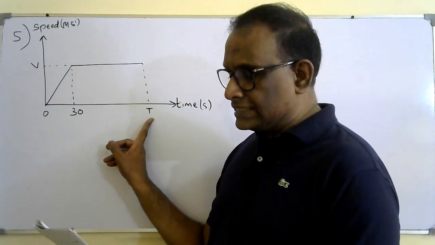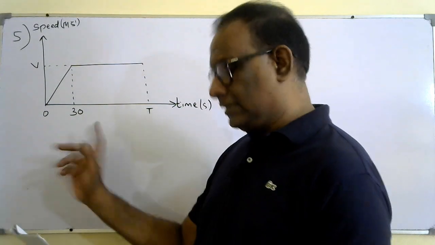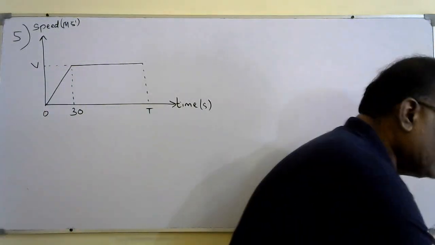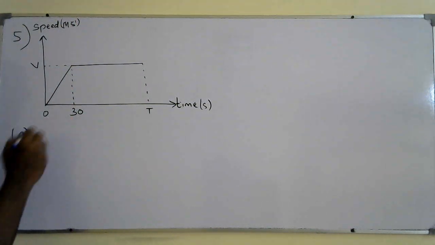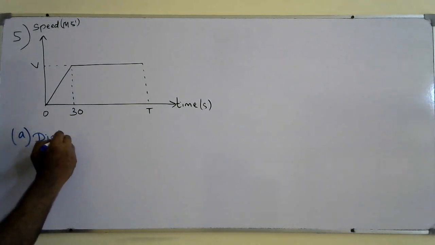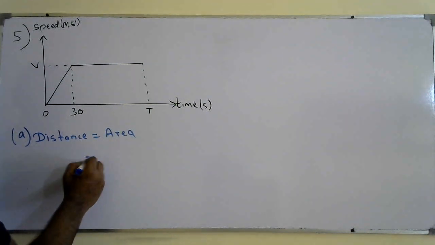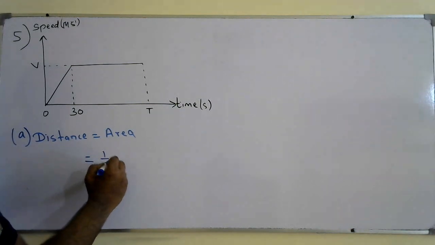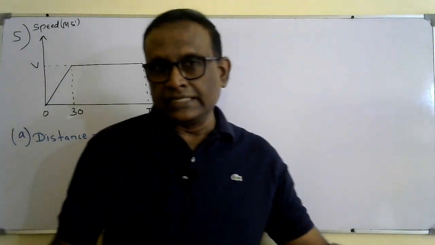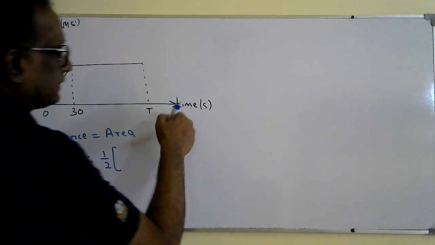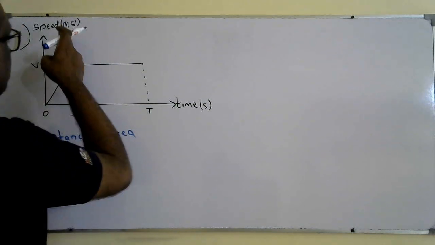Show that the distance traveled by the car between t equals 0 and t equal capital T is vT minus 15v. Okay, that's nothing, find the area under the graph. So that gives the distance. So A part, area under the graph. So the distance is equal to area under the graph. It's a trapezium. So half into the sum of the parallel sides. So this is length, length means it is a time actually. Because the area gives the distance, to find what could be the unit of area, y into x, the unit of y into unit of x.